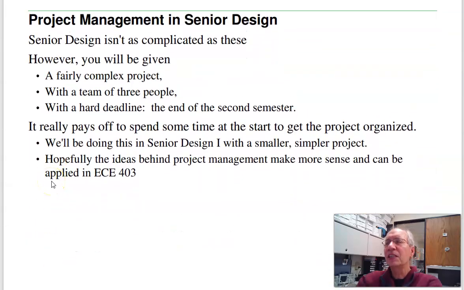In senior design, our projects aren't nearly that complicated, so you don't necessarily need project management. However, when you get to design 2, you'll be given a project that's fairly complicated with a team of 3 or more people with a hard deadline, meaning the end of the second semester because you want to graduate. So in design 2 and design 3, it really pays off to spend a little bit of time getting organized at the start of the project.